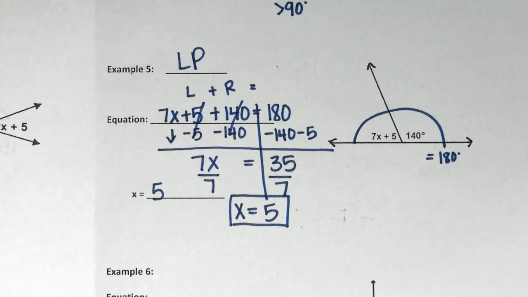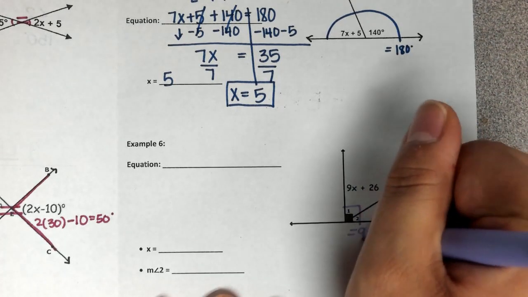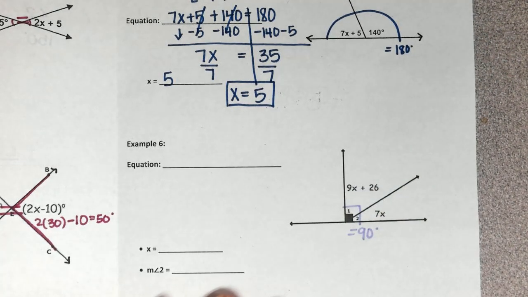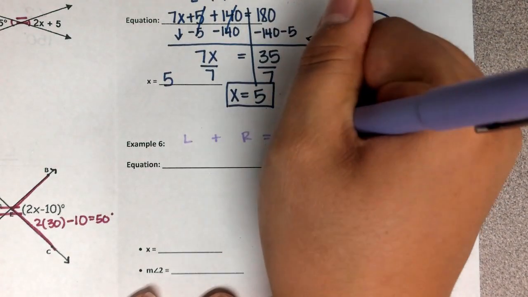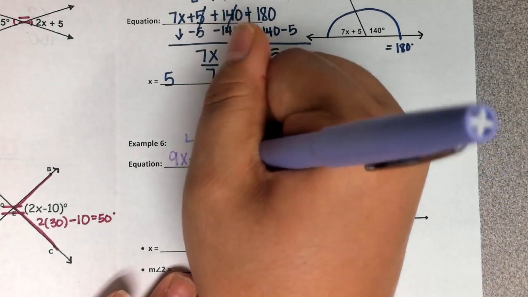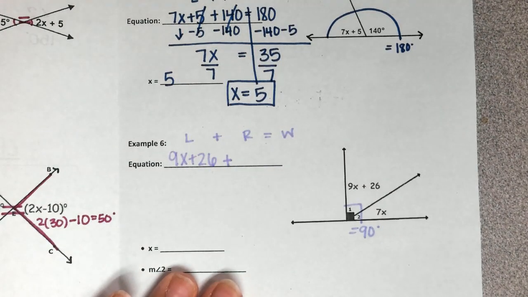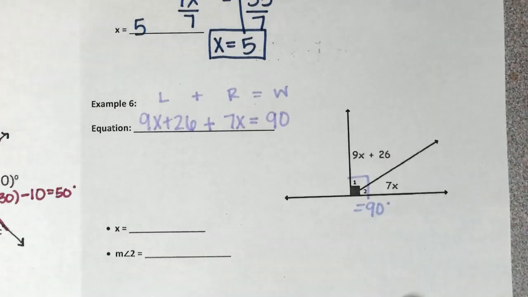Last problem is actually not linear pair or vertical angles. This is a question about to be on your quiz. It is a right angle. What does that mean, right angle? It's 90 degrees. So this right here is going to equal 90. What am I going to do? Left plus right equals the whole. What's on my left? 9x plus 26. Plus what's on my right? 7x equals, what's the whole thing? 90. Write this down, please.